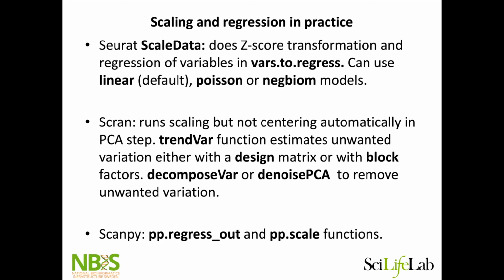But one comment that I can give is that the linear one is much faster than the other two, because it uses the already transformed data, while Poisson and negative binomial go back to the counts and create a whole model from the beginning. So that's why the linear is the default. And also, if you do variable gene selection first, and then you only run ScaleData on the variable genes, that also speeds things up quite a lot, because then maybe you have 3,000 genes instead of 30,000.